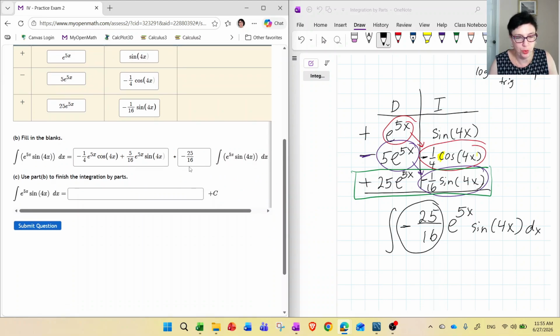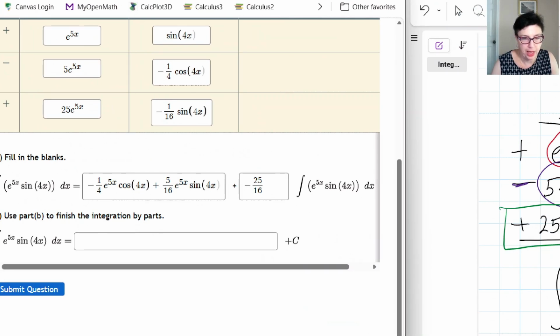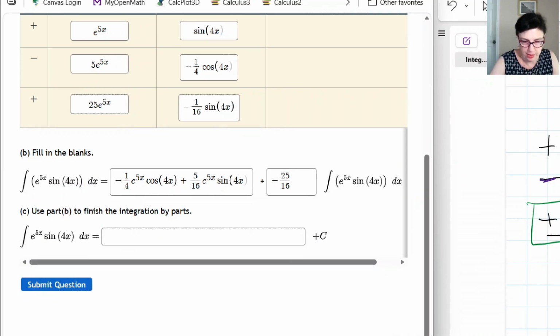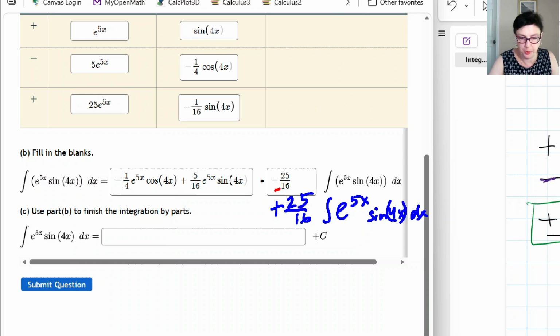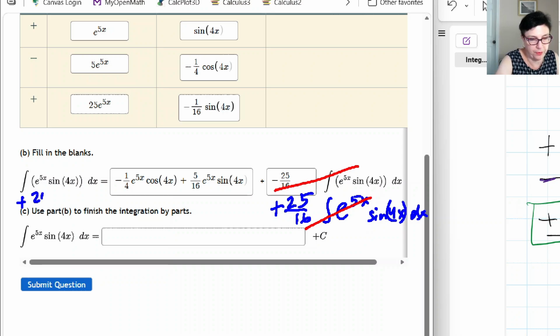So what we are going to do is add this part, the box, to both sides. What will happen then? Imagine I have something like this, and I am going to add plus 25/16 and then the same integral, right? What will happen on the right-hand side? That integral is no longer going to be there because it's going to cancel, right? This part will cancel with that part. But I'm adding it to the other side. So plus 25/16, and then the same integral, e to the 5x sine 4x.